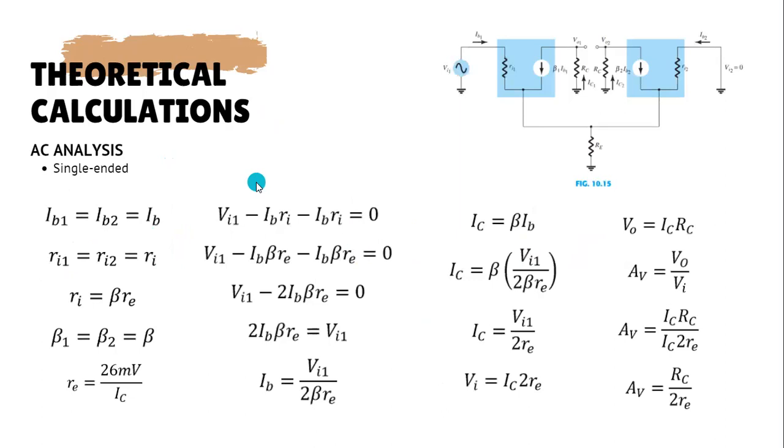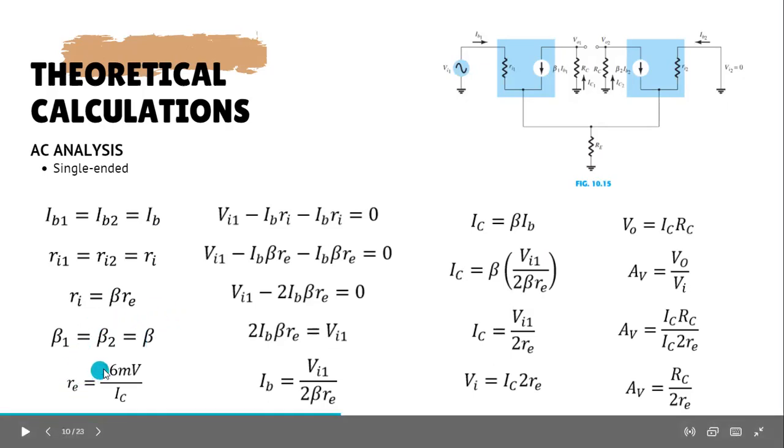So the formulas that go into a single-ended AC analysis: first, the assumptions that you have to make are that IB1 on the left side and IB2 on the right side are both equal and so can be called IB. Ri1 and Ri2 are also equal. Ri is given the formula beta times Re, where beta 1 and beta 2 are both equal. Finally, Re is equal to 26 millivolts over IC.